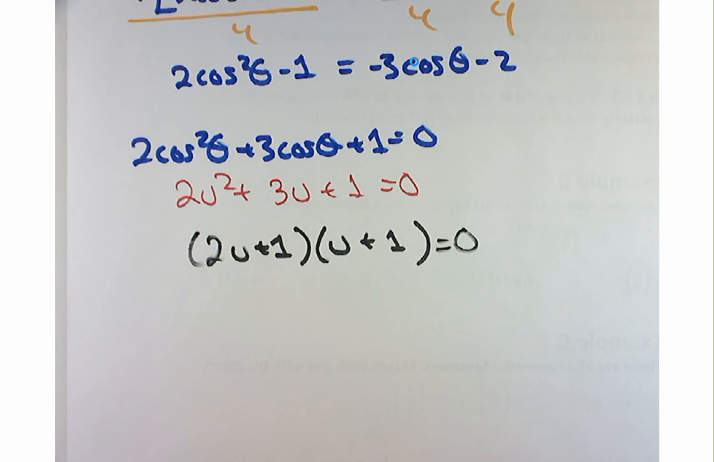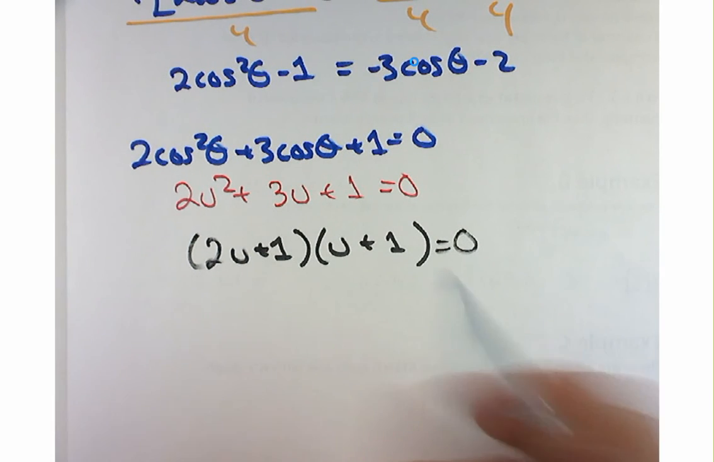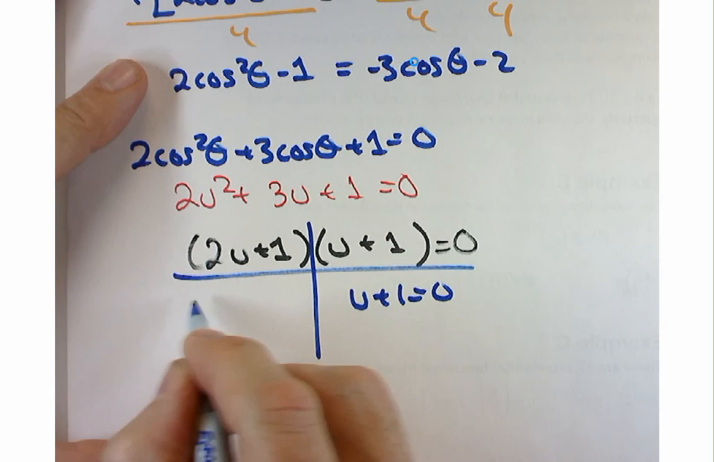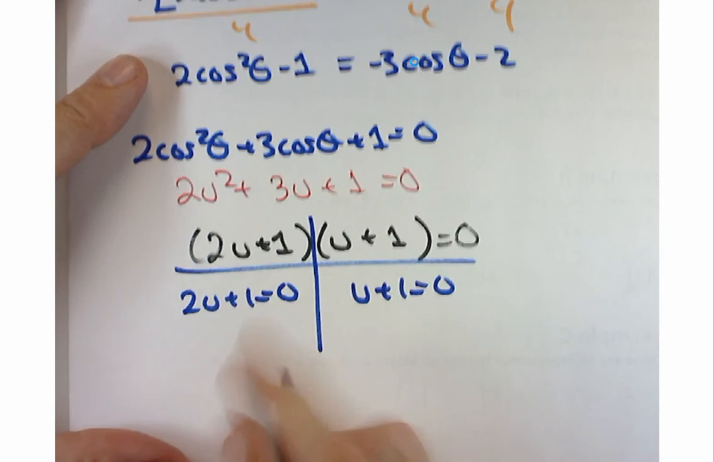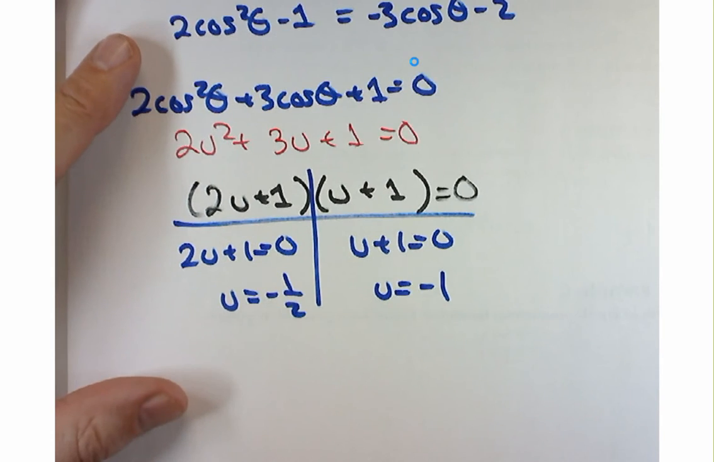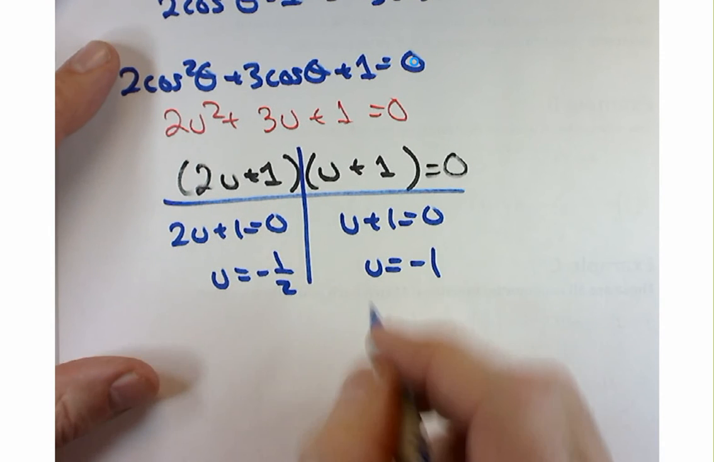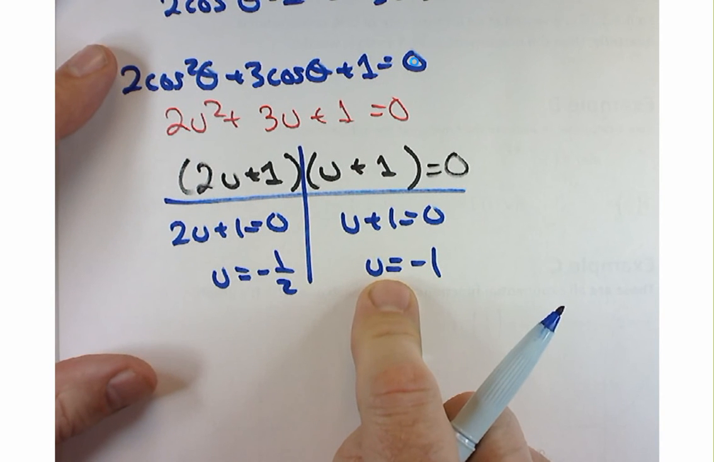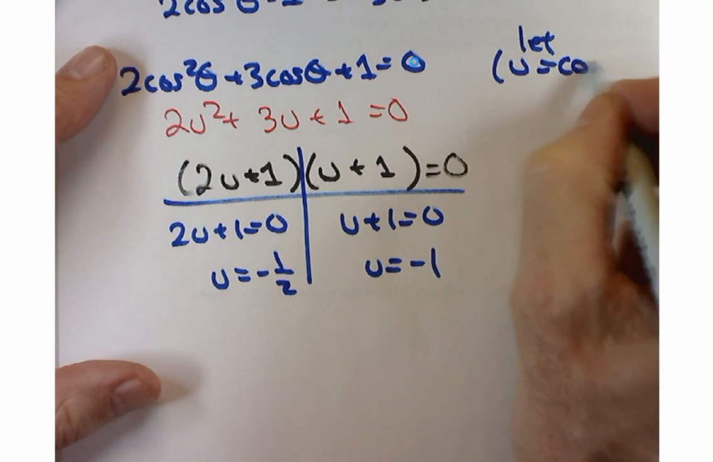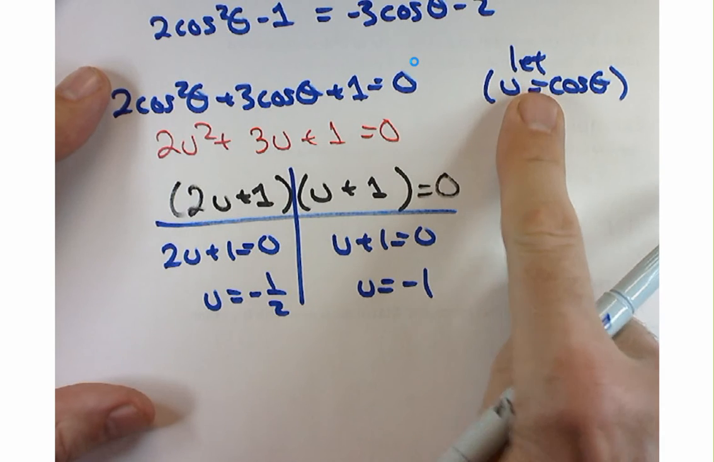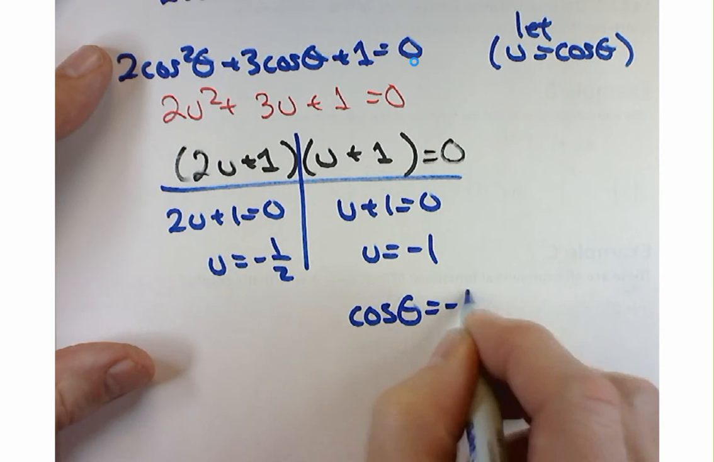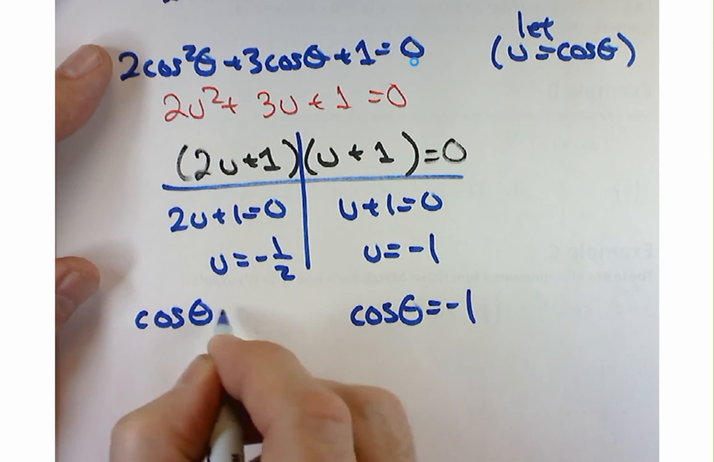Let me finish up. You've got something times something equals 0. So either u plus 1 equals 0 or 2u plus 1 equals 0. That means u equals negative 1/2. This means u equals negative 1. And that's great as far as it goes. Remember, we're trying to solve for theta. And u is taking the place, so we're going to let u equal cosine of theta here. We did that up here. Now it's going to come back to us here. This is cosine of theta equals negative 1. This is cosine of theta equals negative 1/2.